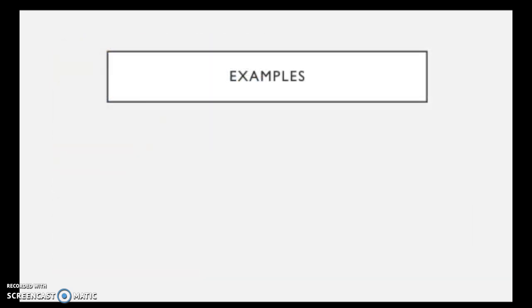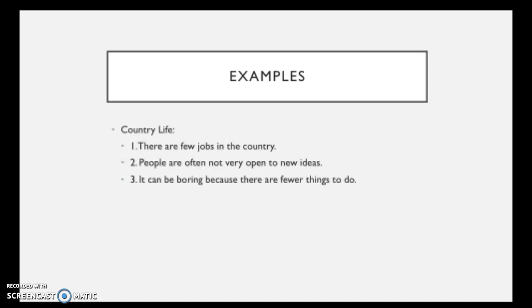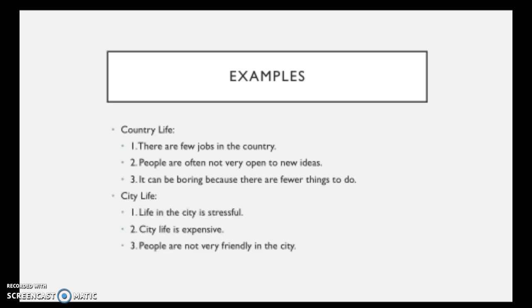Here are the examples I thought of. For country life, there are few jobs in the country. People are often not very open to new ideas, and it can be boring because there are fewer things to do. As for life in the city, it is stressful. City life is expensive, and people are not very friendly in the city. Did you think of these same examples? What different ones did you have?